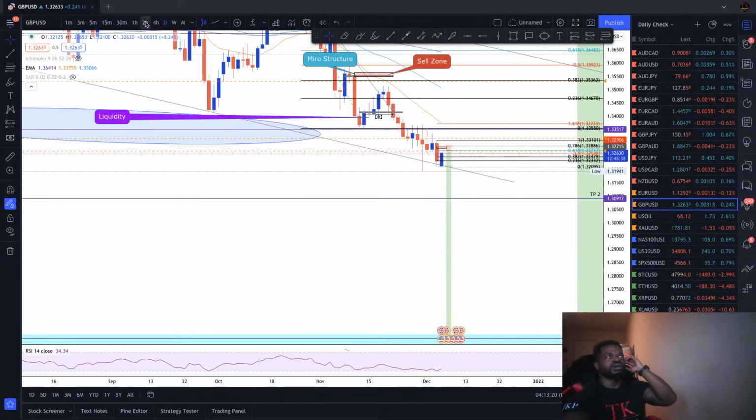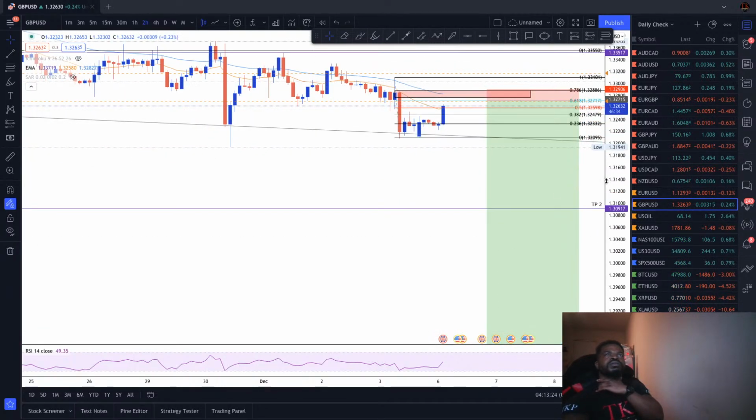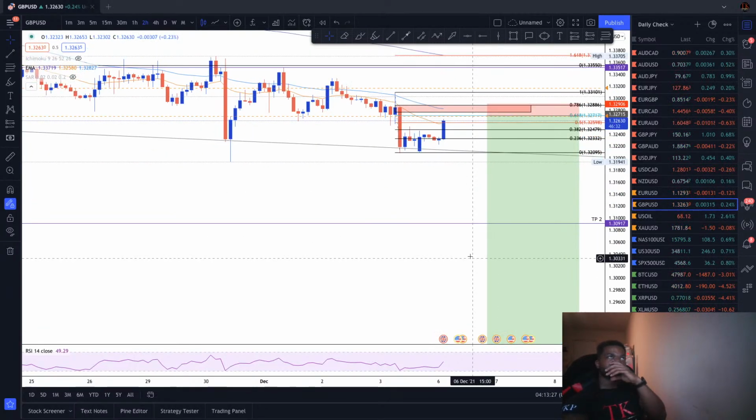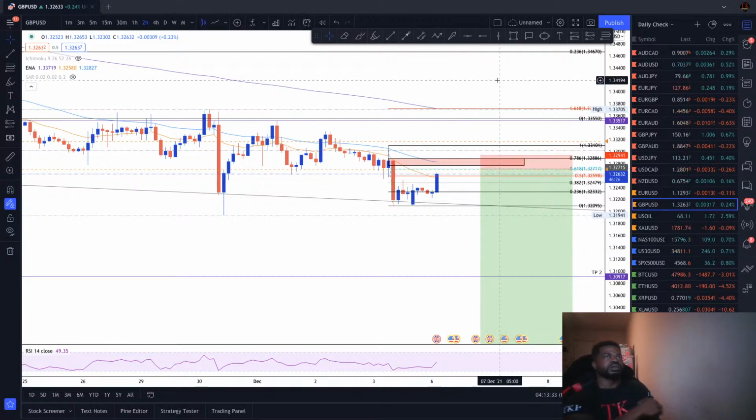Just got an alert on gold. So that's a crazy risk reward setup if it plays out that way.